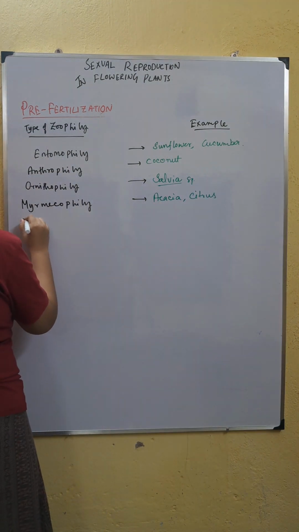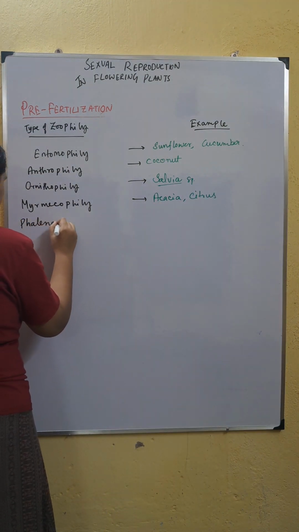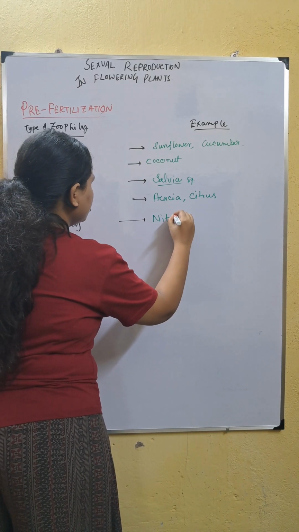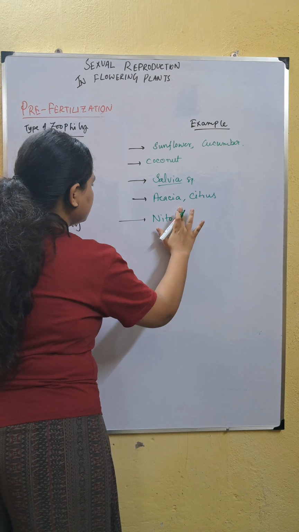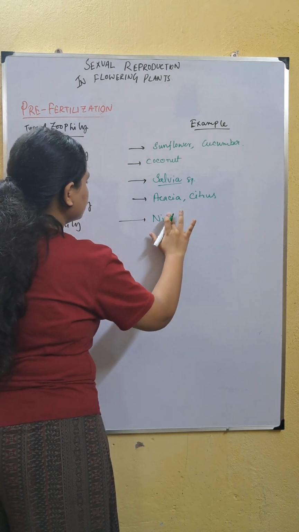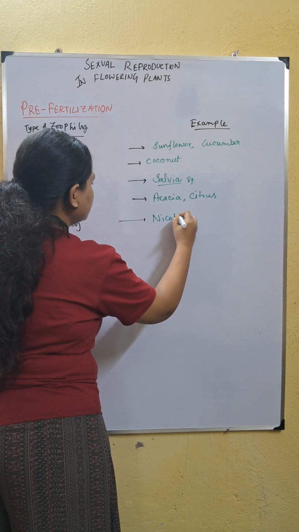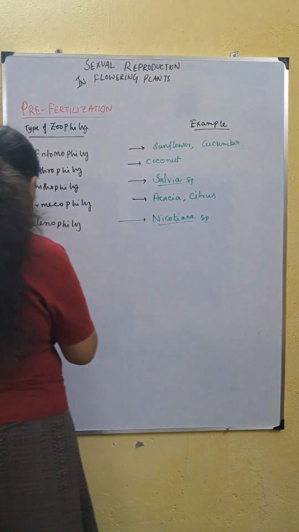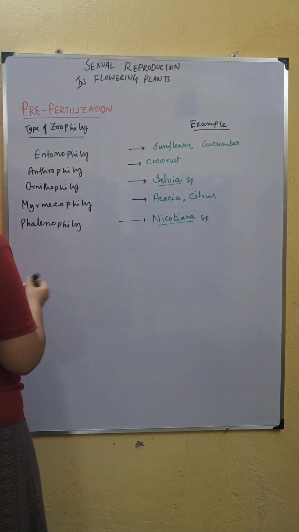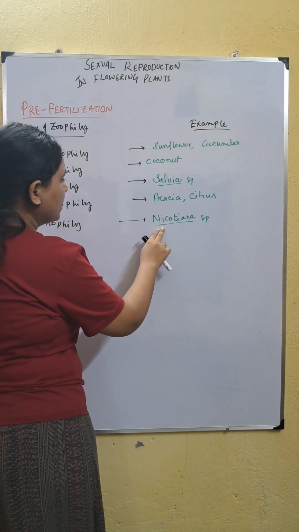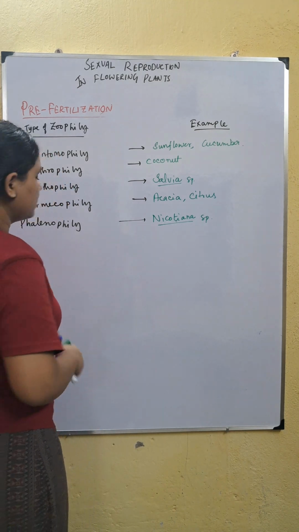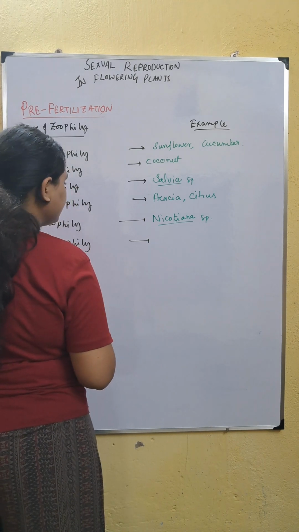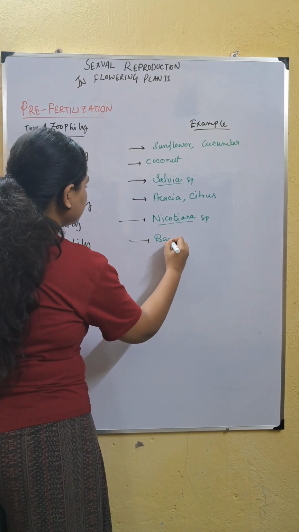Phalaenophily, and it is seen in Nicotiana tabacum, or Nicotiana species. Let me know in the comment section what is the common name of Nicotiana. It is very easy. Chiropterophily is pollination by bats and seen in banana plant.